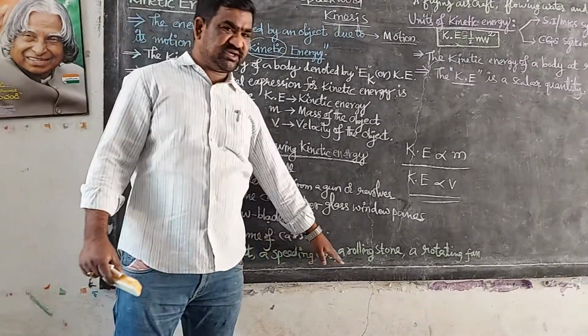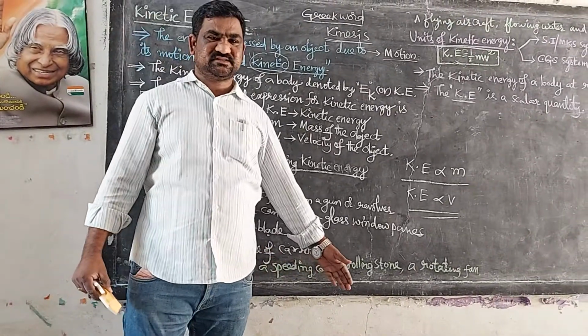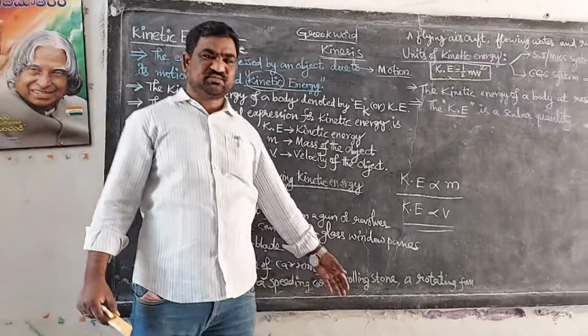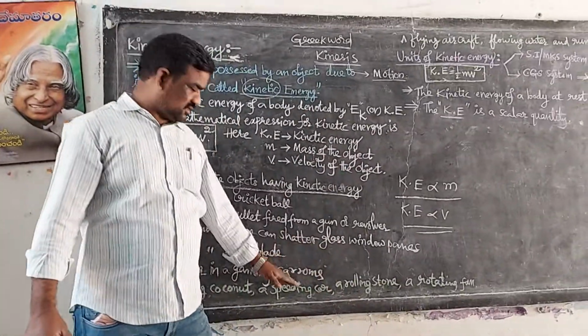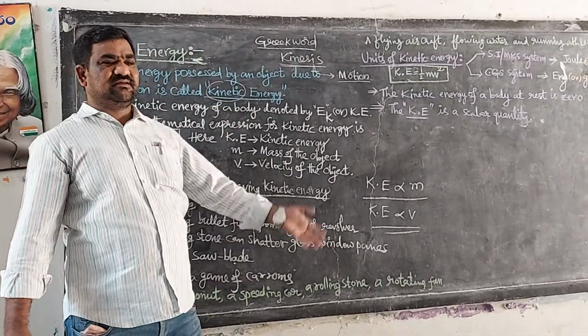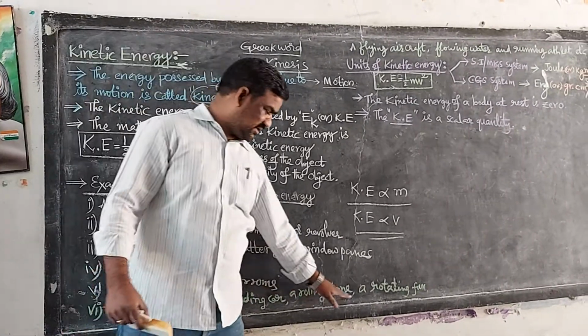If the coconut falling on our head, we will have some damage. As the same, a speeding car. When the car is at rest, it does not possess any kinetic energy. But when the car comes into motion with some speed, it possesses kinetic energy. As the same, a rolling stone. When the stone is rolling, it possesses kinetic energy.